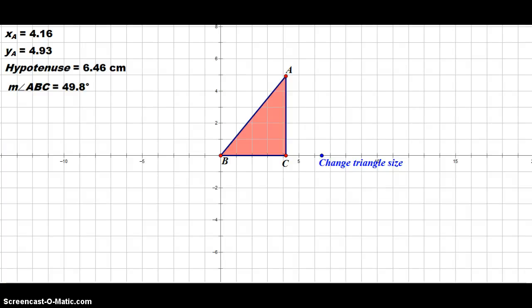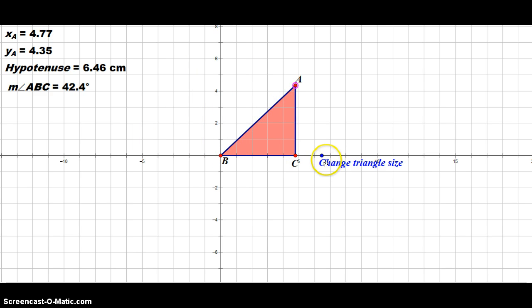This video will demonstrate the investigation from Unit 6, Activity 1. Here we have the Geometers Sketchpad investigation. Note that we have the measure of the x-coordinate of A, the y-coordinate of A, the hypotenuse of our triangle, and the measure of angle ABC. So if I move point A, notice that the coordinates of point A move as well as the angle.